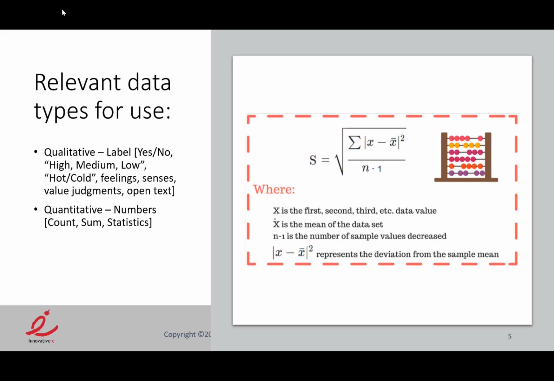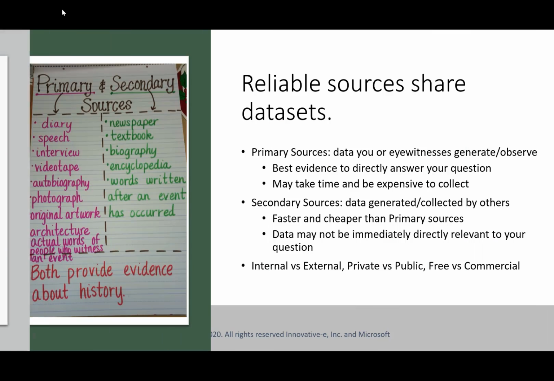Again, people's feelings, sense of smell, value judgments, and when you ask people questions that require open text, those tend to be qualitative types of data. Quantitative data, on the other hand, are numbers and lend themselves to the use of statistics, such as counting, putting sums together, means, medians, and modes, using statistical deviations to measure variation, and determining whether or not things are statistically significant in terms of the question being studied.